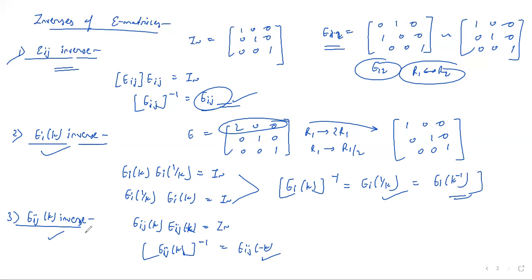Okay, so from this we got that the inverses of E matrices are also E matrices of the same type.